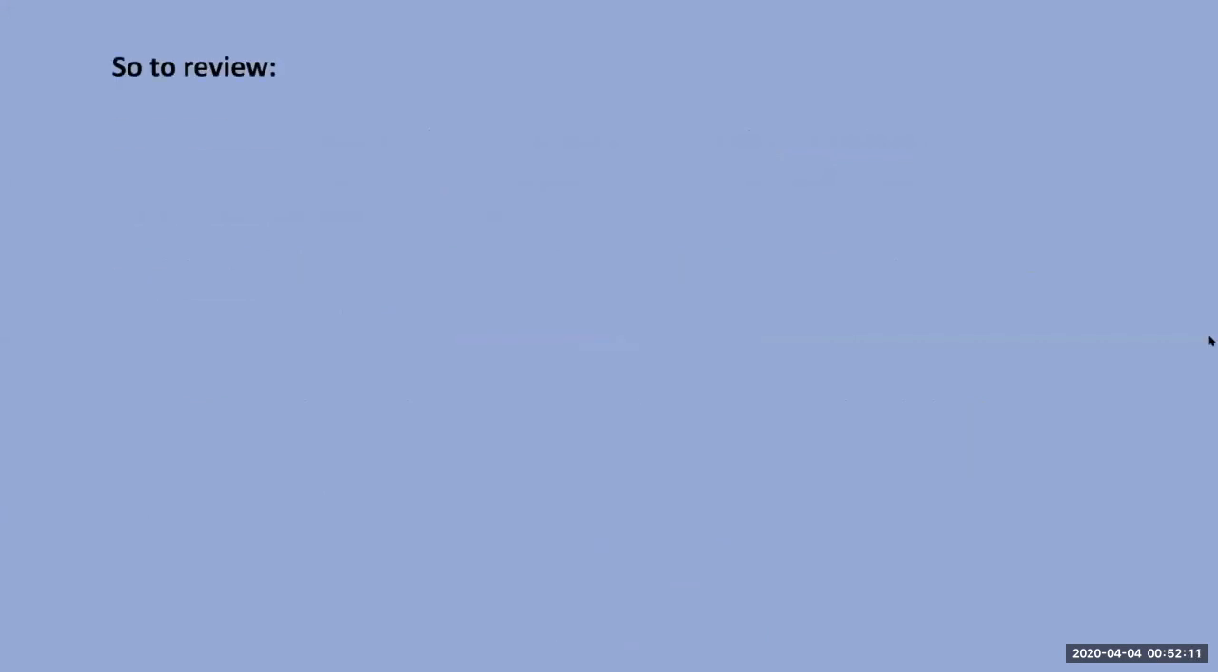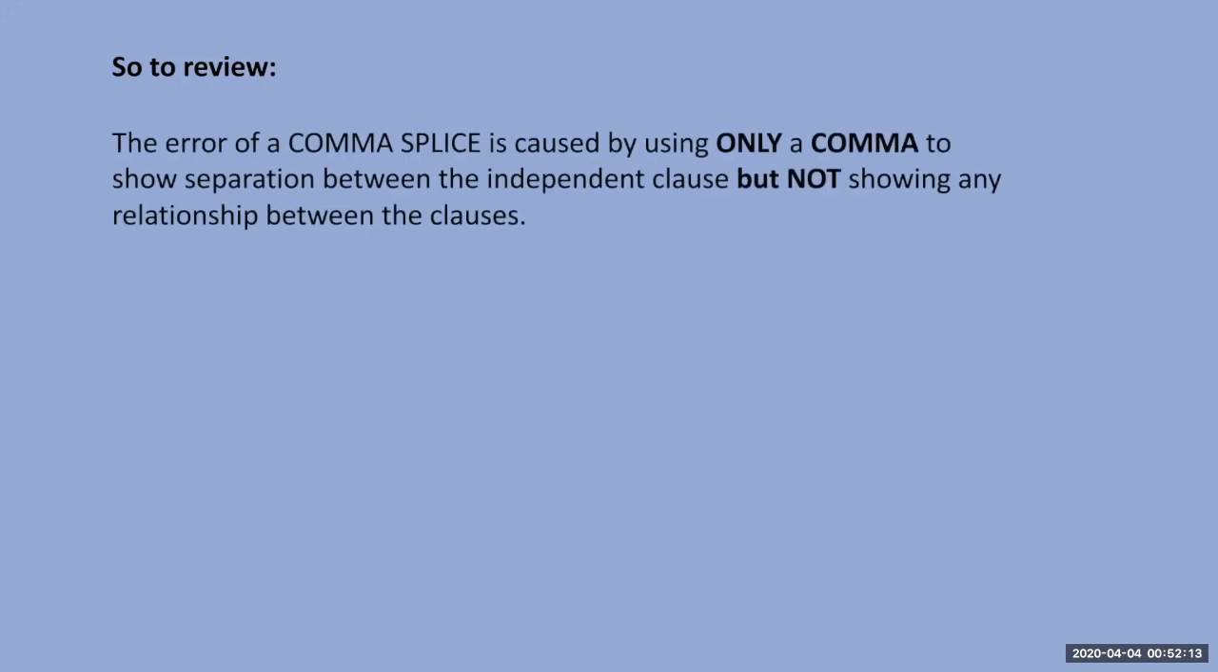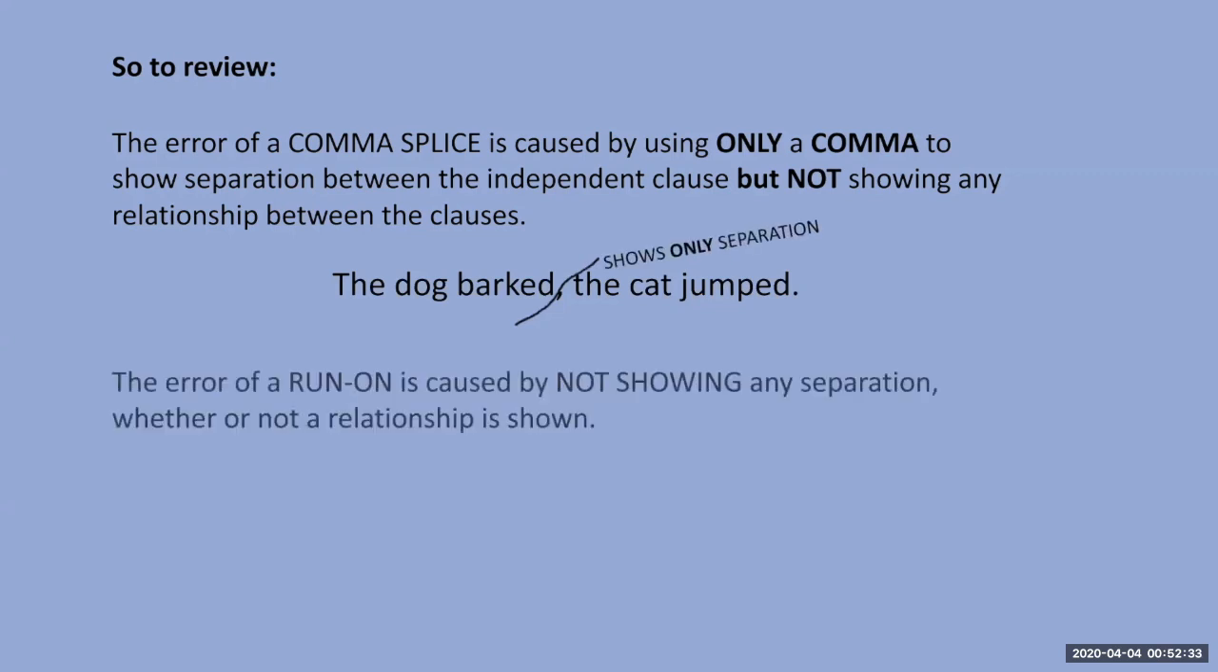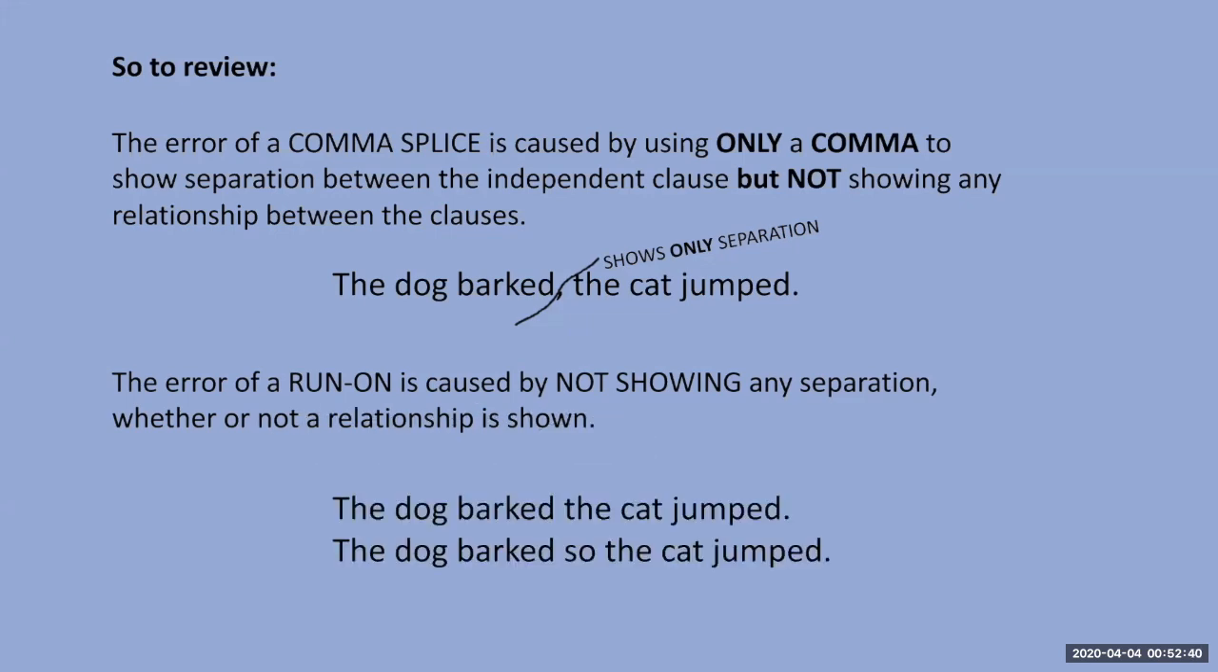So to review, the error of a comma splice is caused by only using a comma to show separation between the independent clauses, but not showing any relationship between the clauses. The dog barked, comma, the cat jumped, period. The error of a run-on is caused by not showing any separation, whether or not the relationship is shown.